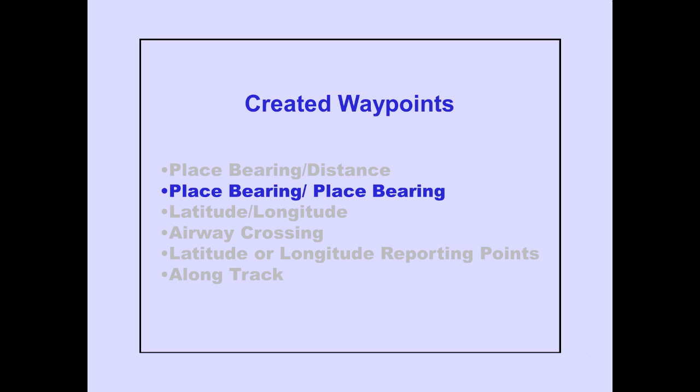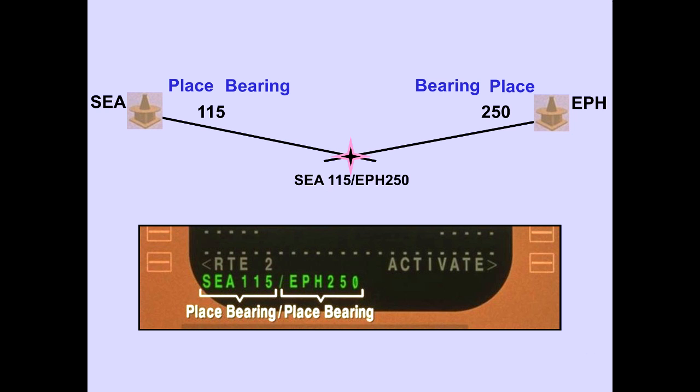Now let's define a waypoint by place-bearing. The intersection of two bearings or radials also defines a waypoint. In this example, the intersection of the SEA 115 and the EPH 250 radials are being used to create a waypoint.